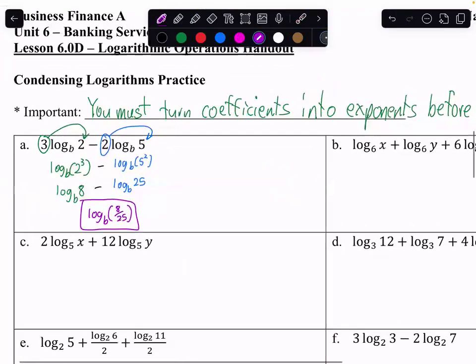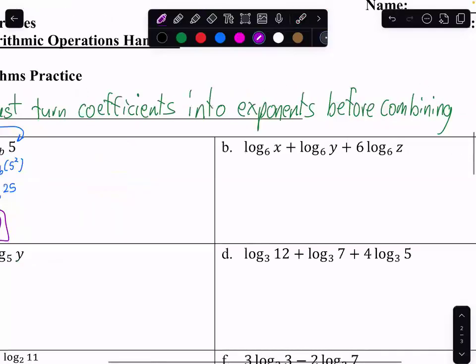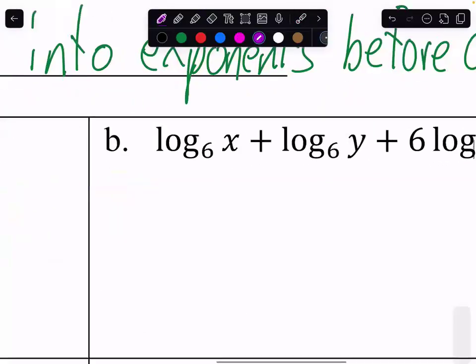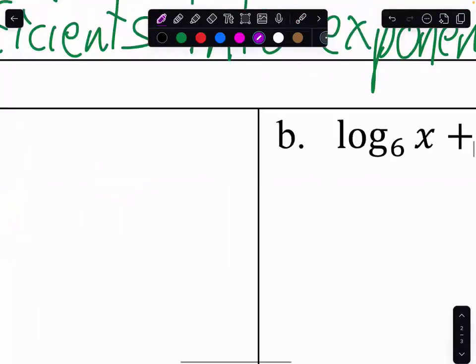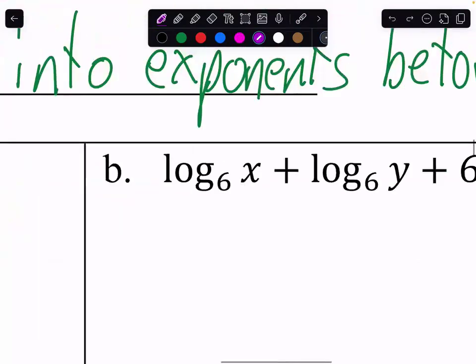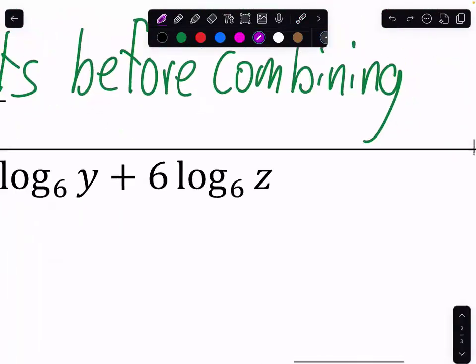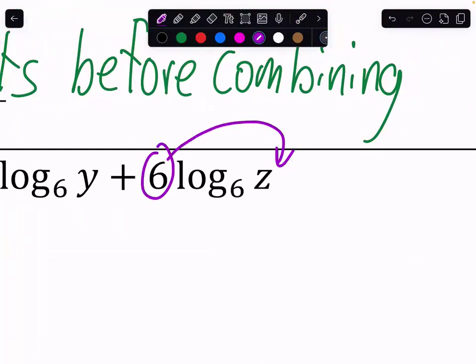Okay, and I'll do one more with you over here. So this one has three terms, but you still just go one by one. The first one does not have a coefficient, so that one's fine. The middle one also doesn't have a coefficient, great. But this last one does. So we need to move the 6 up here.